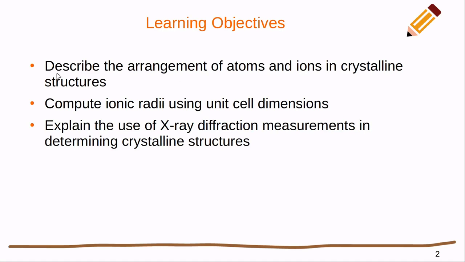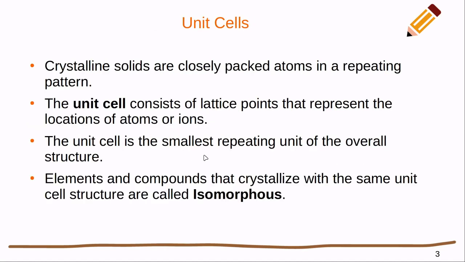Our learning objectives: first, we're going to describe the arrangement of atoms and ions in crystalline structures. We're going to be able to start to compute ionic radii using unit cell dimensions, and we're going to explain the use of X-ray diffraction measurements in determining crystalline structures.